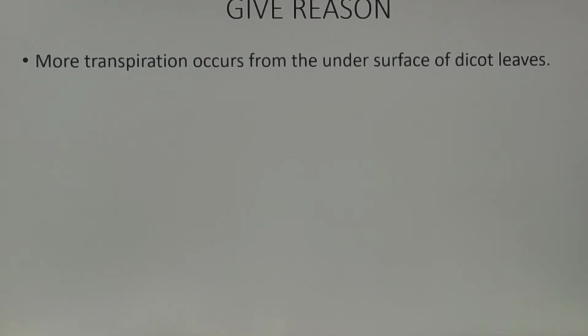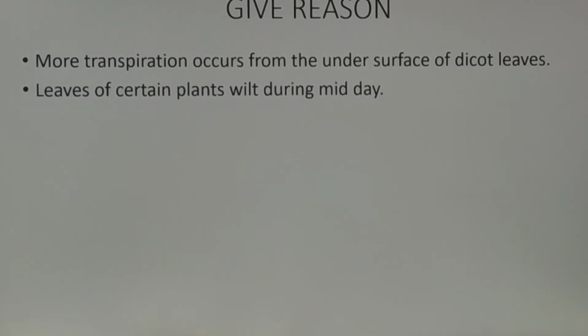More transpiration occurs from the under surface of dicot leaves. The reason? Because in dicot leaves, more number of stomata are present on the under surface. The number of stomata is more on the under surface of a dicot leaf, and hence more transpiration occurs from the under surface of dicot leaves.